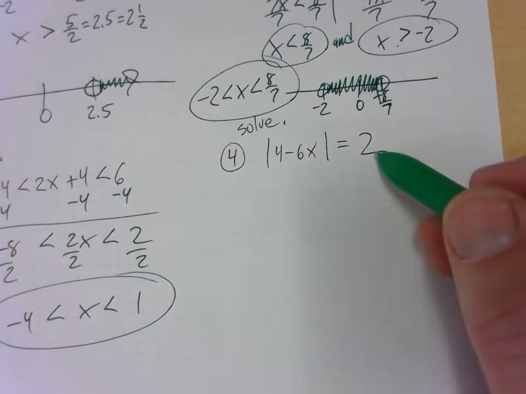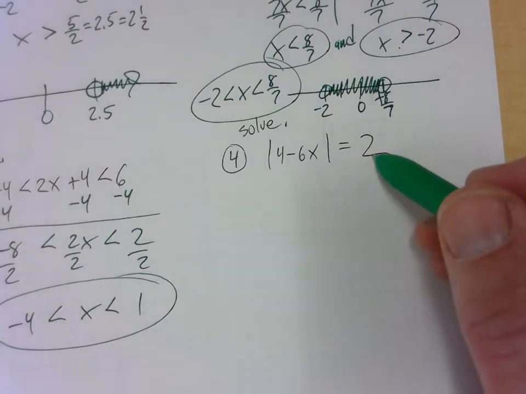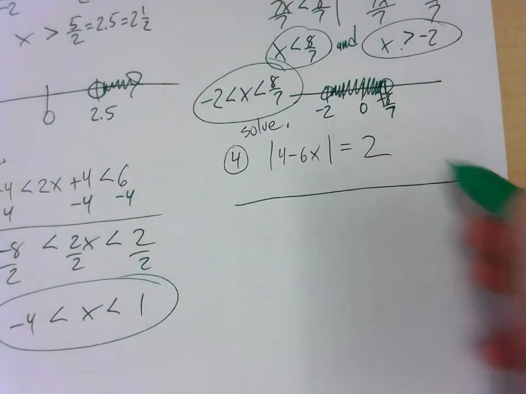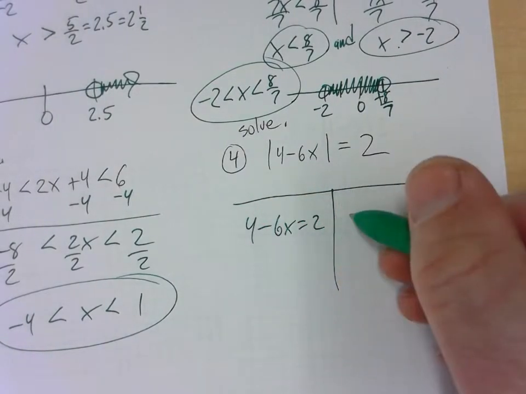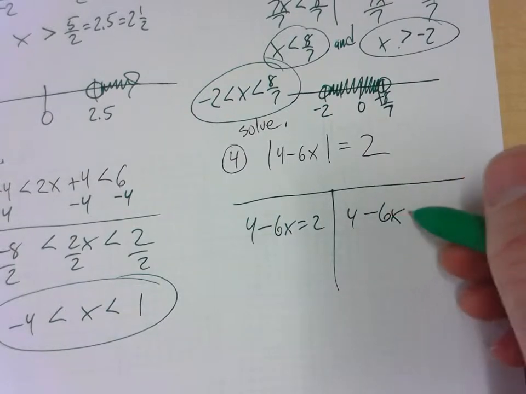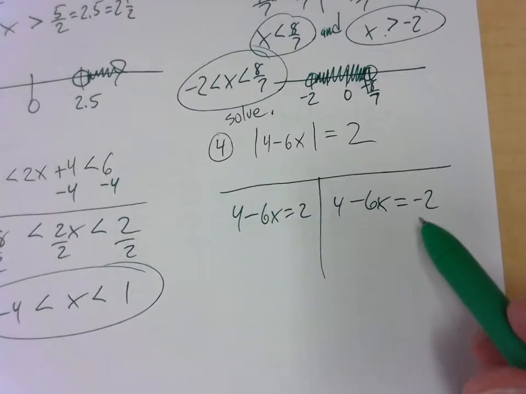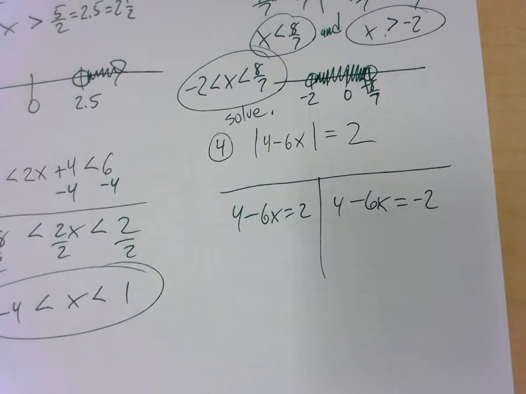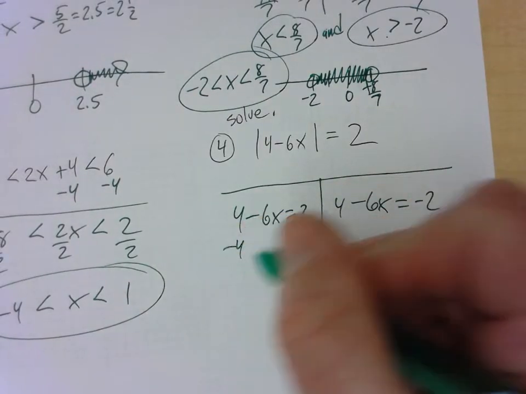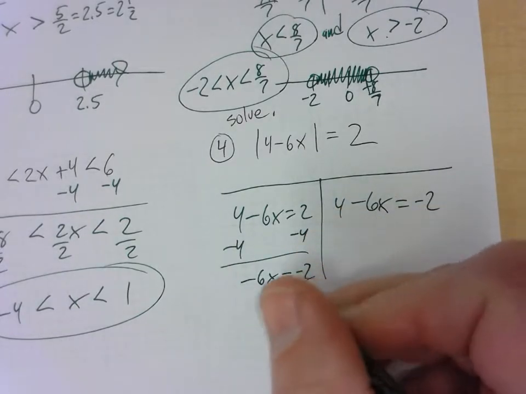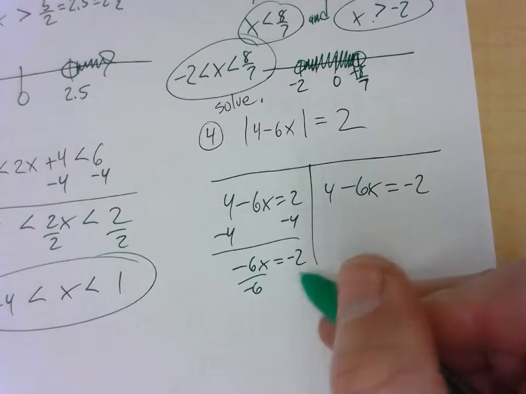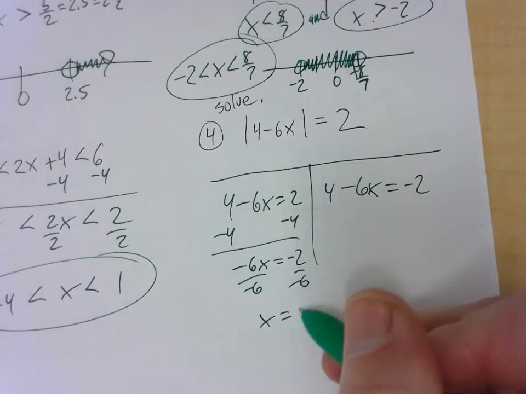The next one here, again, the distance is 2, so you've got to make 2 equations, because we don't know if 4 minus 6x is equal to 2, or 4 minus 6x is equal to negative 2. We would switch the direction, but switching the direction of an equal sign is still an equal sign. Minus 4 minus 4, we get negative 6x is equal to negative 2. Divide by negative 6, we get x is 1/3.